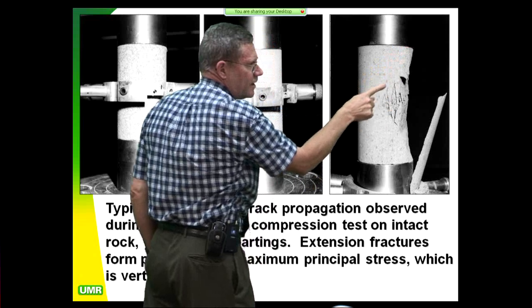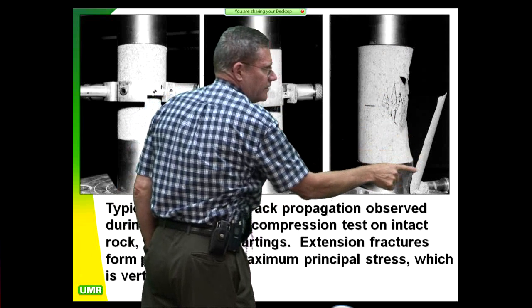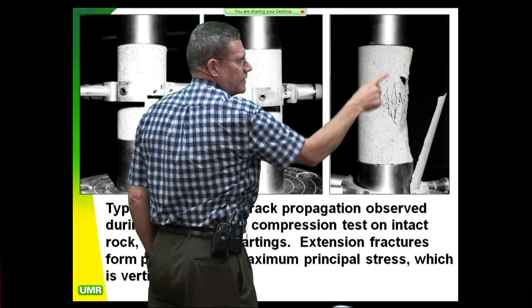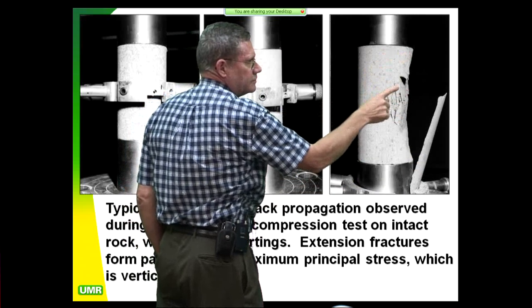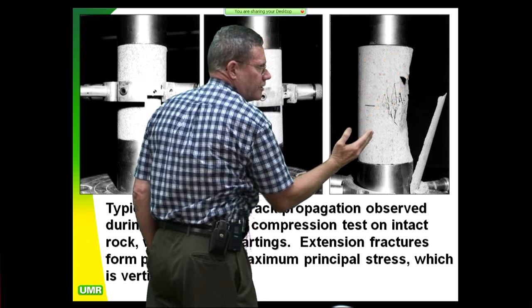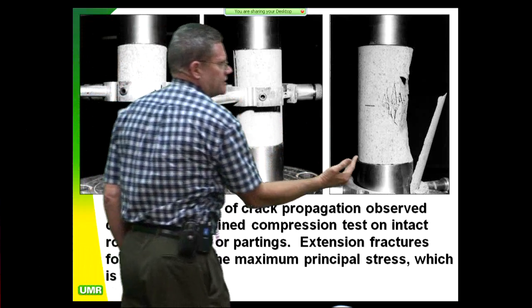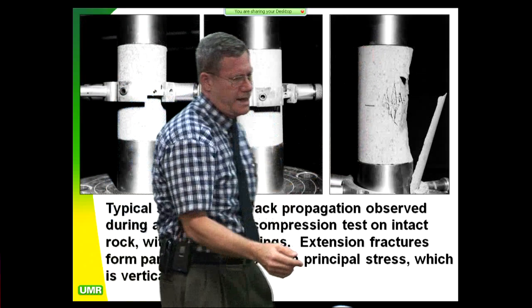And see how this is coming in on a V? That V is created by the pseudo confinement of the end platens. And then we get the buckling. Now, if I carried the test further, I get the macro shearing coming across. And then, in the old days, people incorrectly called that the shear strength. It really was not the shear strength.